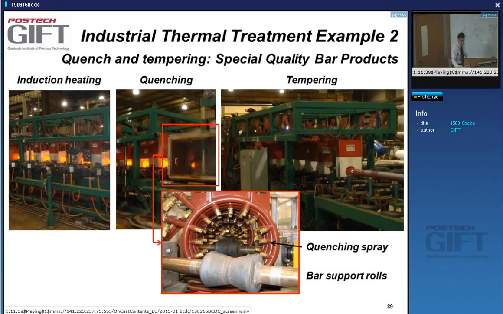So you pass it through a second set of inductors to do the tempering, and then you do a final quench. So these processes are not limited to just sheets, narrow sheet. You can apply this to bars.